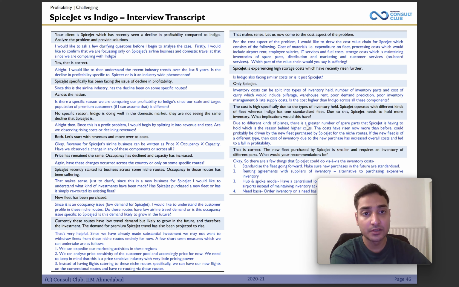What implications would this have? Due to different kinds of planes, there is a greater number of spare parts that SpiceJet has to hold, which is the reason behind the higher cost. The costs have risen now more than before, which could probably be driven by the new fleet purchased by SpiceJet for the niche routes. If the new fleet is of a different type, then the cost of inventory due to the new purchase has increased overall cost and led to the fall in profitability. That is correct. The new fleet purchased by SpiceJet is smaller and requires an inventory of different parts. What would your recommendations be?